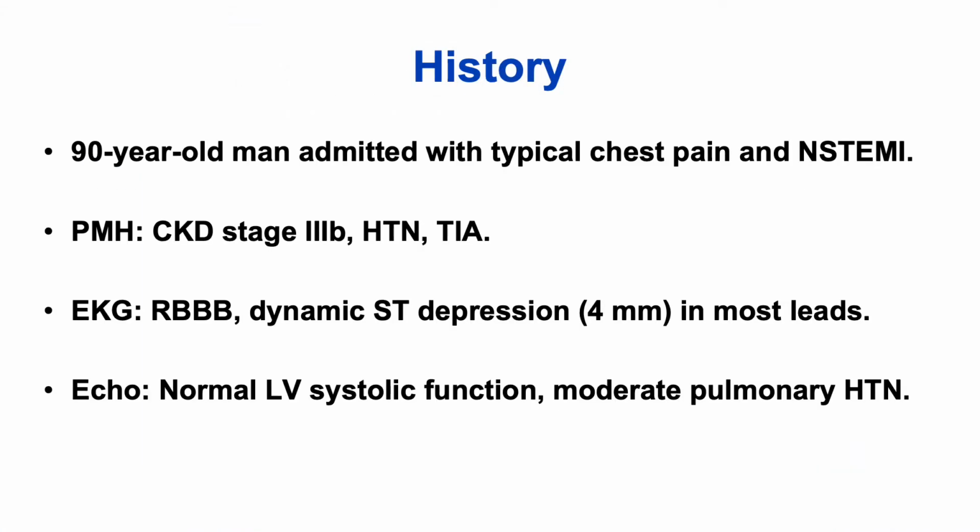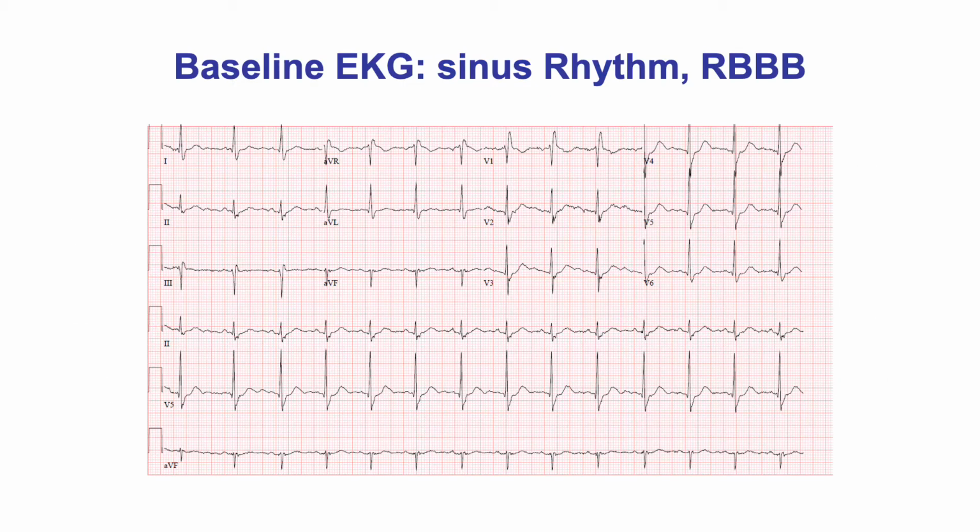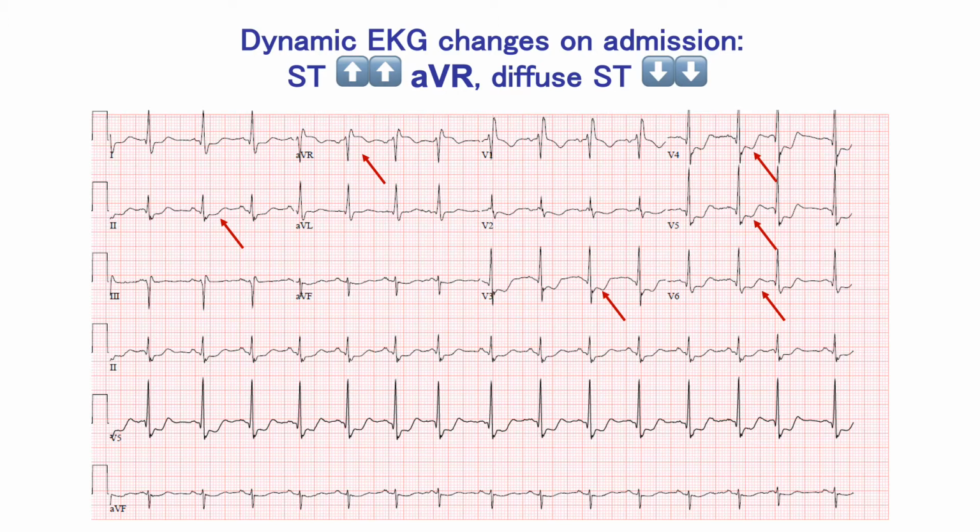This is a 90-year-old man admitted with typical chest pain and non-ST elevation MI. He has a history of chronic kidney disease, hypertension, and transient ischemic attack. Interestingly, his EKG showed normal sinus rhythm with right bundle branch block. However, with chest pain, he developed significant ST depression in the infralateral leads and ST elevation in aVR, which was concerning for a significant left main lesion. His echo showed normal LV systolic function.